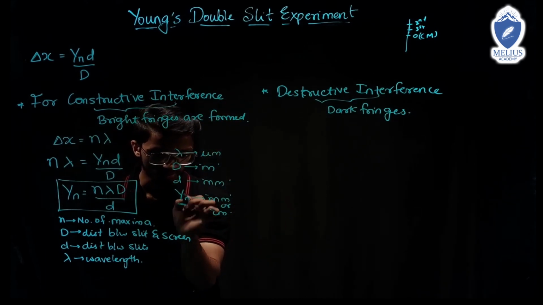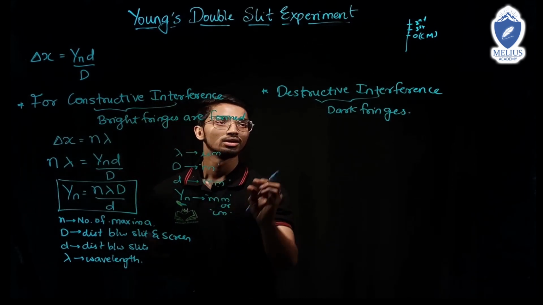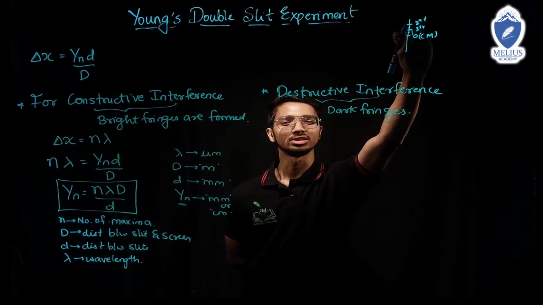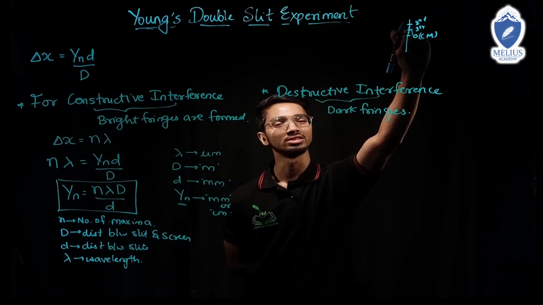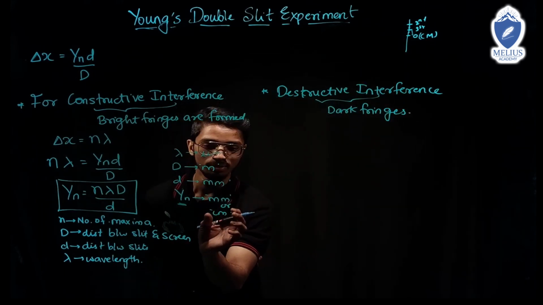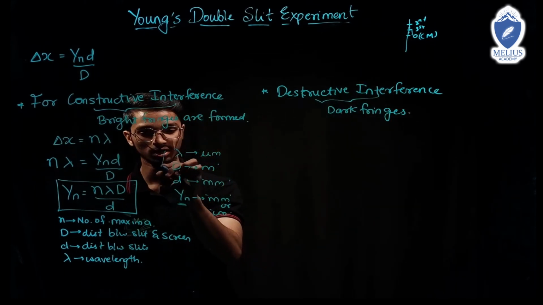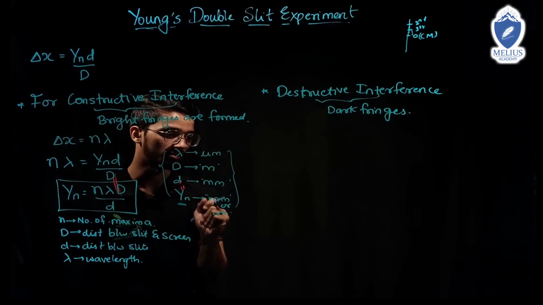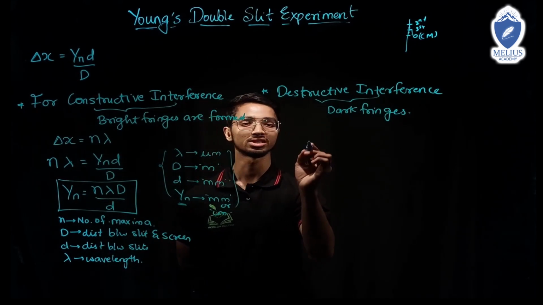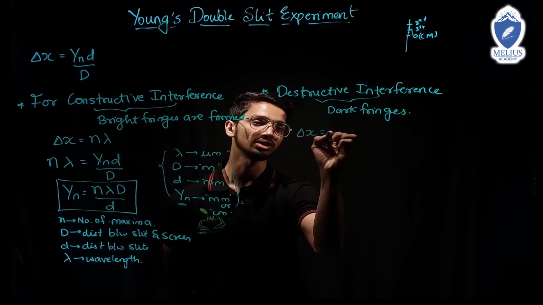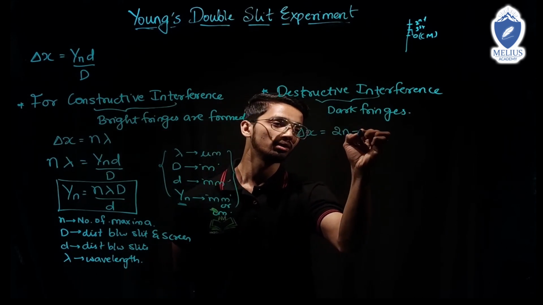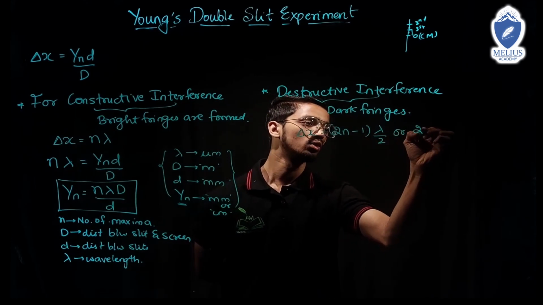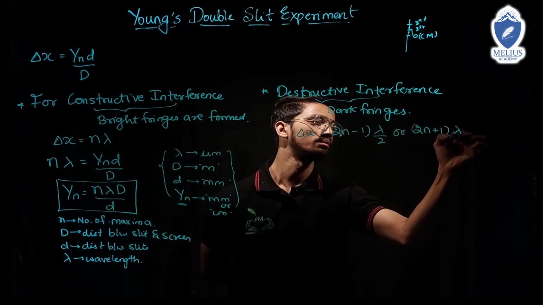Then this yn will be much smaller. If this distance is an Angstrom, can you see the bright fringes and dark fringes from here? No, right? It should be in millimeter or centimeter. So capital D will be coming up to make it proper. Next, for destructive interference, delta x was equal to (2n minus 1) lambda by 2 or (2n plus 1) lambda by 2.